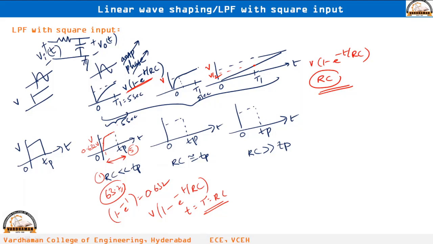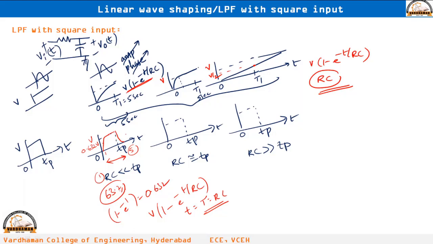But exactly at t equal to Tp, the input is removed. Because the supply voltage is becoming 0, we can tell the voltage source has been removed, or the voltage source has been short circuited. Whenever the supply is not there, the capacitor starts discharging, that means the output voltage will be decreasing and becoming 0. So, this type of output you will get when RC is very much lesser.